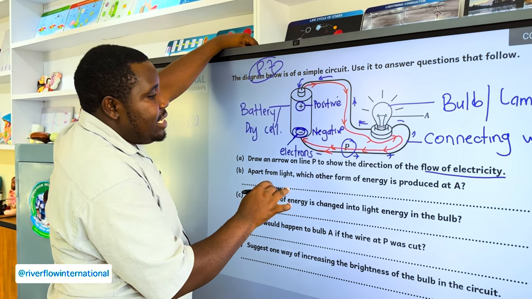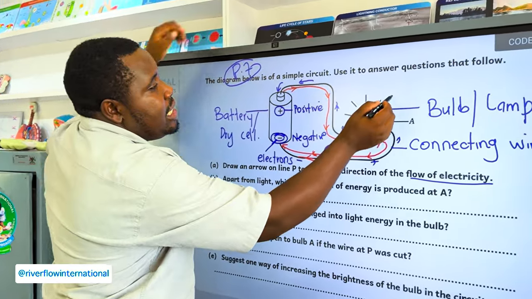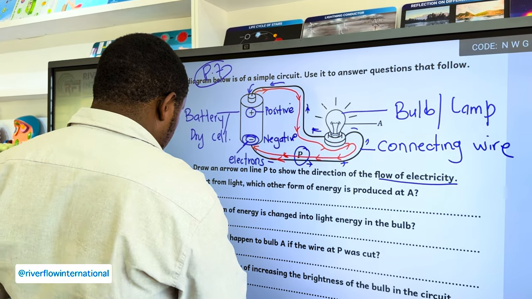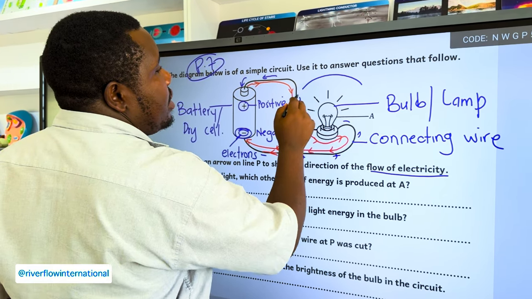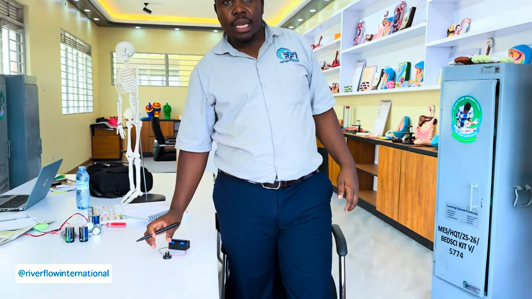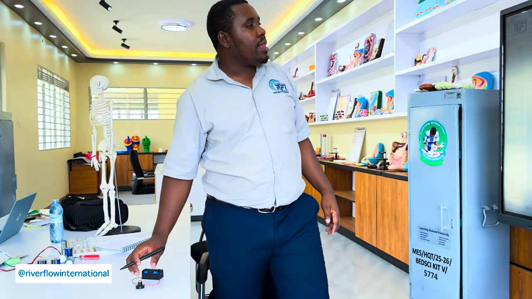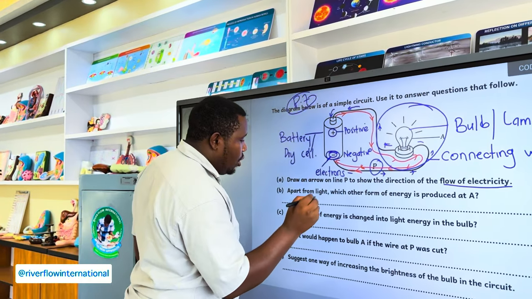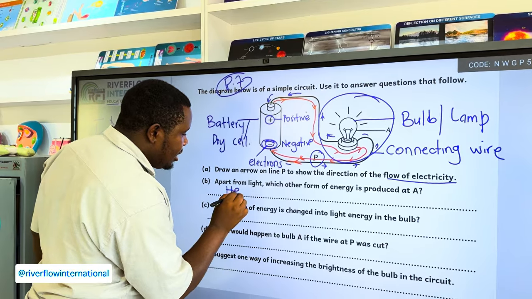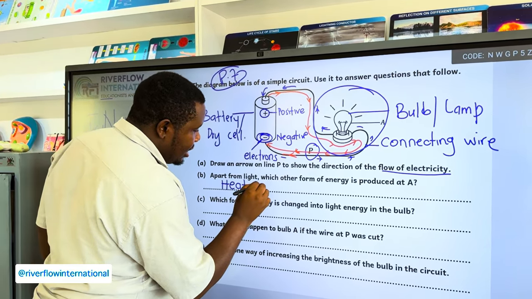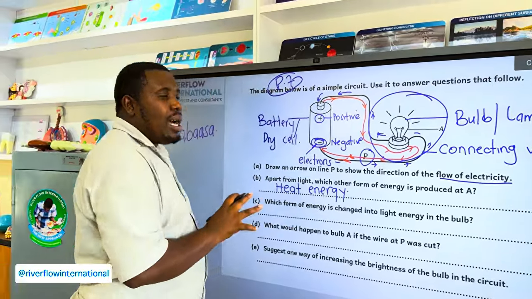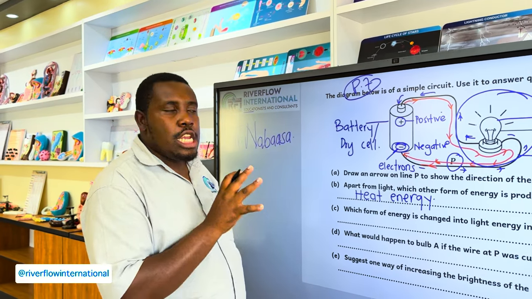Apart from light energy, which other form of energy? Like I said, this one is our bulb, and like we saw it here, it is producing light, which they are saying apart from this light, and therefore, like we know, a bulb will convert electric energy into heat energy and light energy, which means this one becomes heat energy.